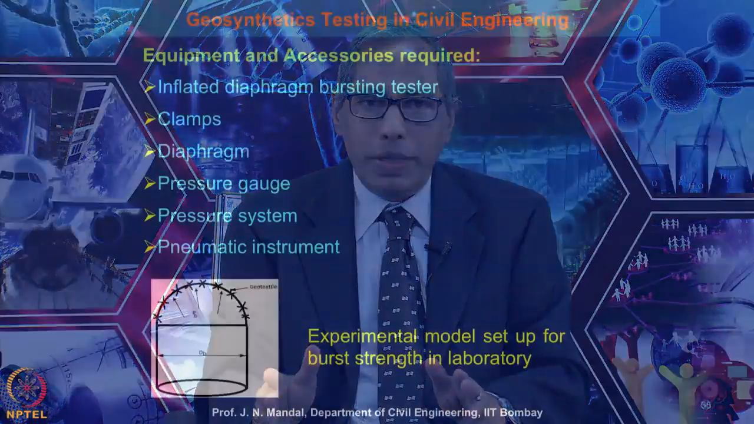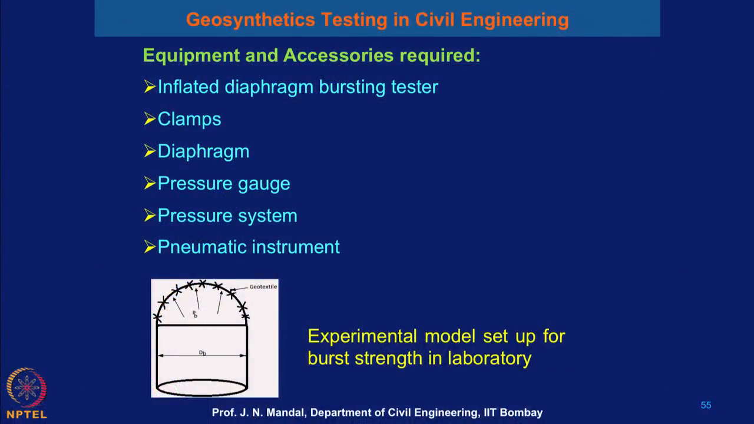So, now what are the types of equipment and accessories required for this test? You require the inflated diaphragm of the bursting tester, you require clamp and diaphragm, you require pressure gauge, pressure system and pneumatic instrumentation. So, this is a kind of experimental model. I can just show you.